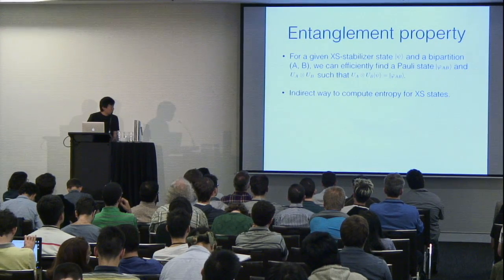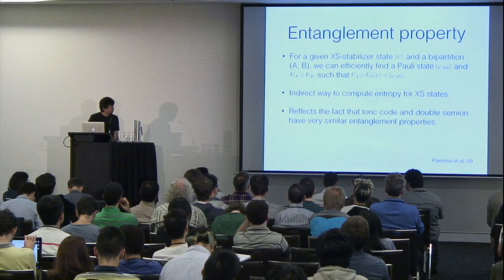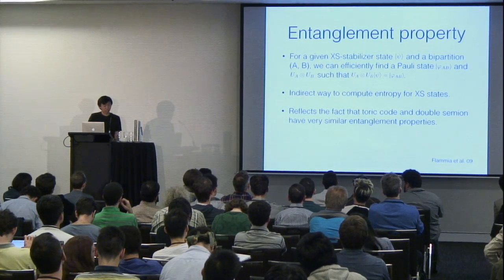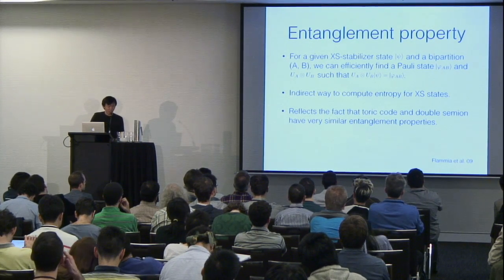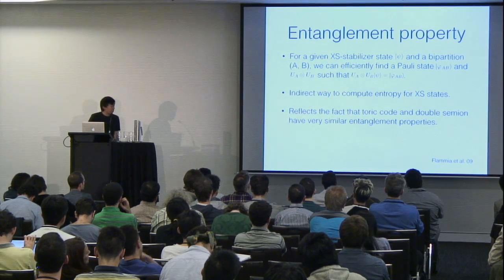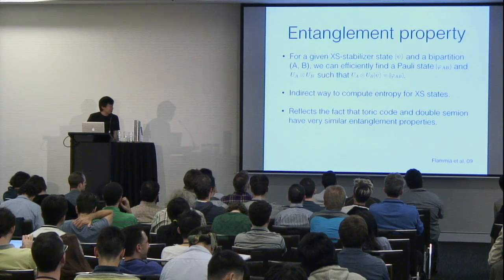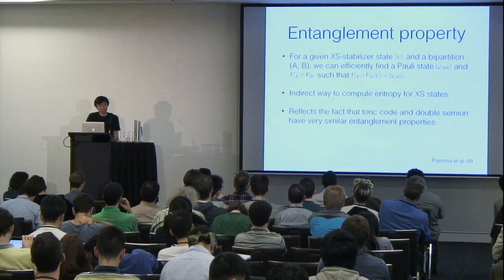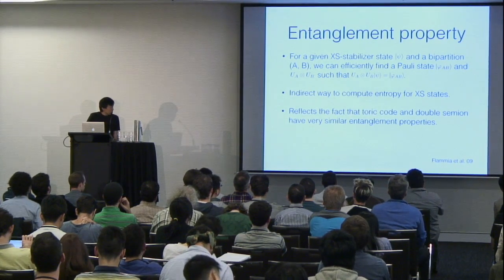Also, this result tells us the entanglement properties of XS stabilizer states and Pauli stabilizer states are very, very similar, and this reflects the fact that, for example, the Toric code and the double semion model have very similar entanglement properties, as people know from Steve and other people's paper.